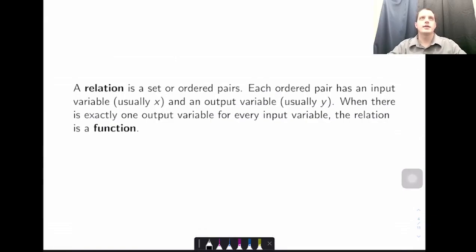A relation is a set of ordered pairs. So any set of ordered pairs is a relation. Each ordered pair has an input variable, this is usually the x, and an output variable, this is usually the y. When there is exactly one output variable for every input variable, so for every x there's exactly one y, the relation is a function.